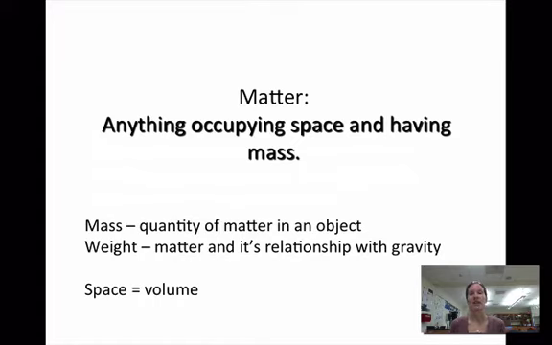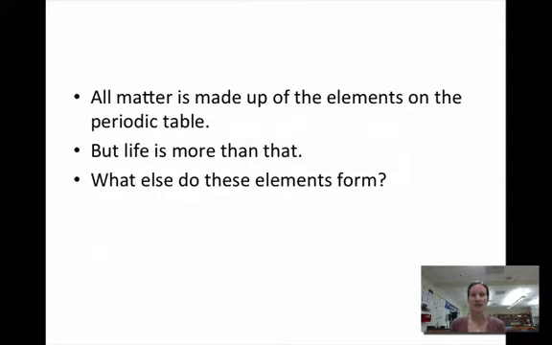When we talk about anything that occupies space, the measurement we're talking about is volume. The container or the amount of space that something takes up is measured by how much volume it contains.